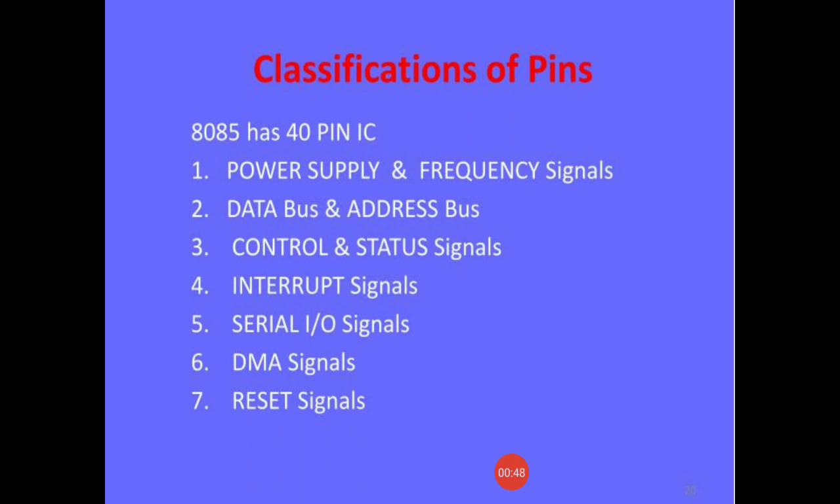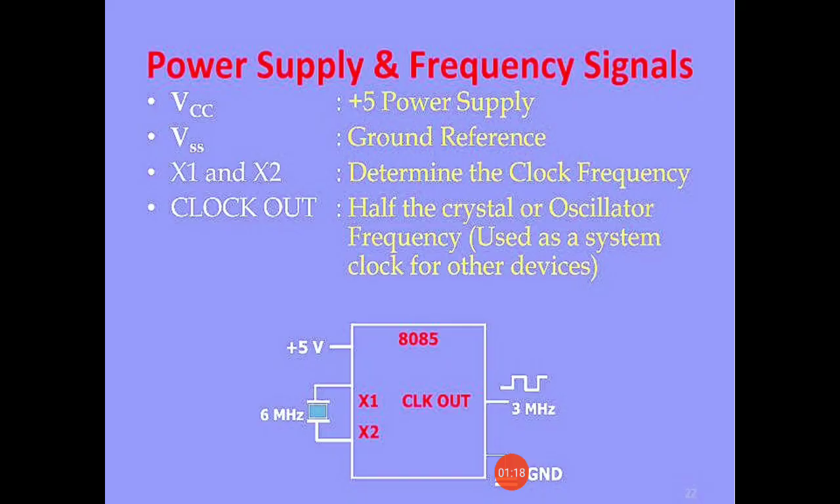Basically these 40 pins of the 8085 microprocessor are classified as follows. We have power supply and frequency signals, then data bus and address bus pins, then control and status signals pins, interrupt signals pins, serial input output signals pins, DMA signals pins, and reset signals pins. To start with, power supply and frequency signals pins. Under this classification come VCC, VSS, X1, X2, and clock out.